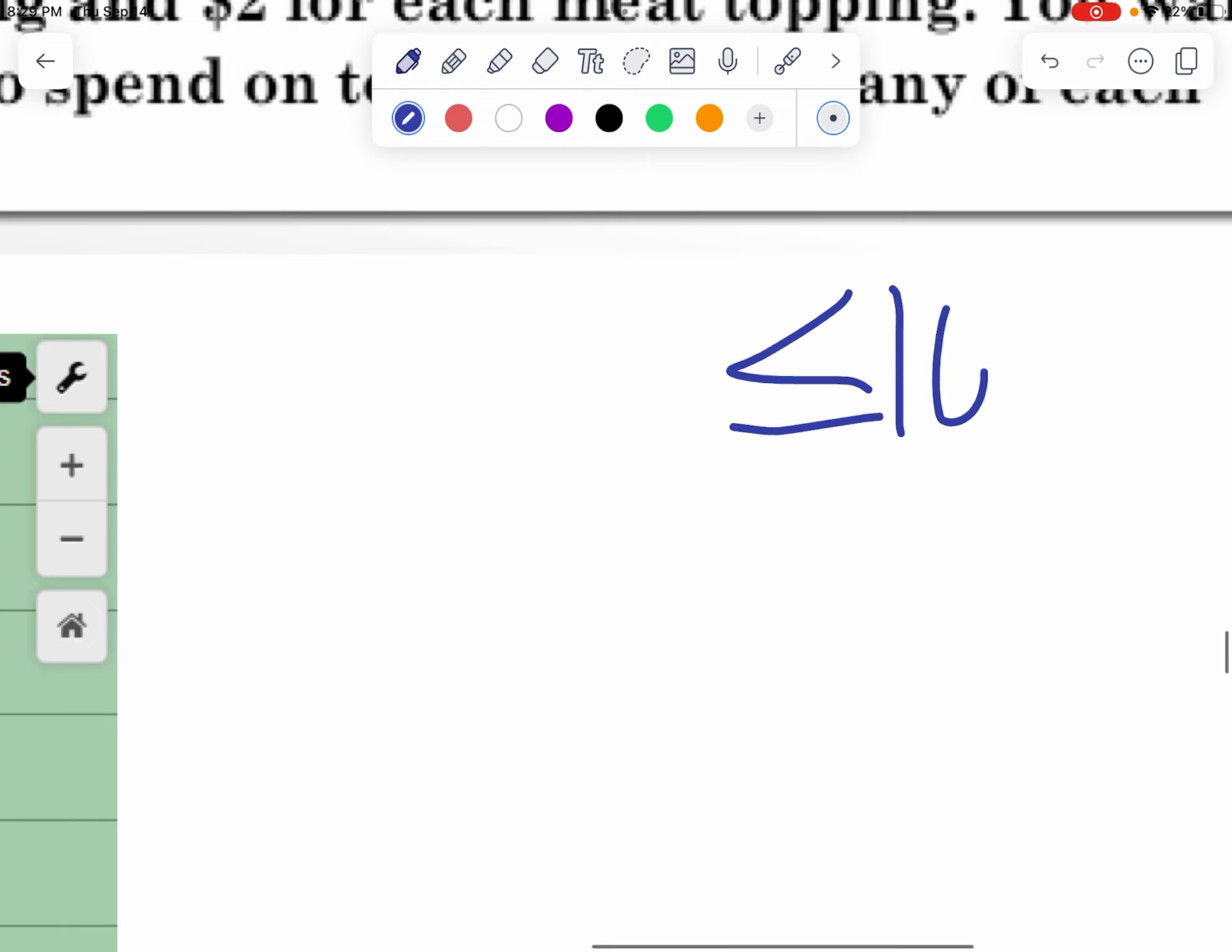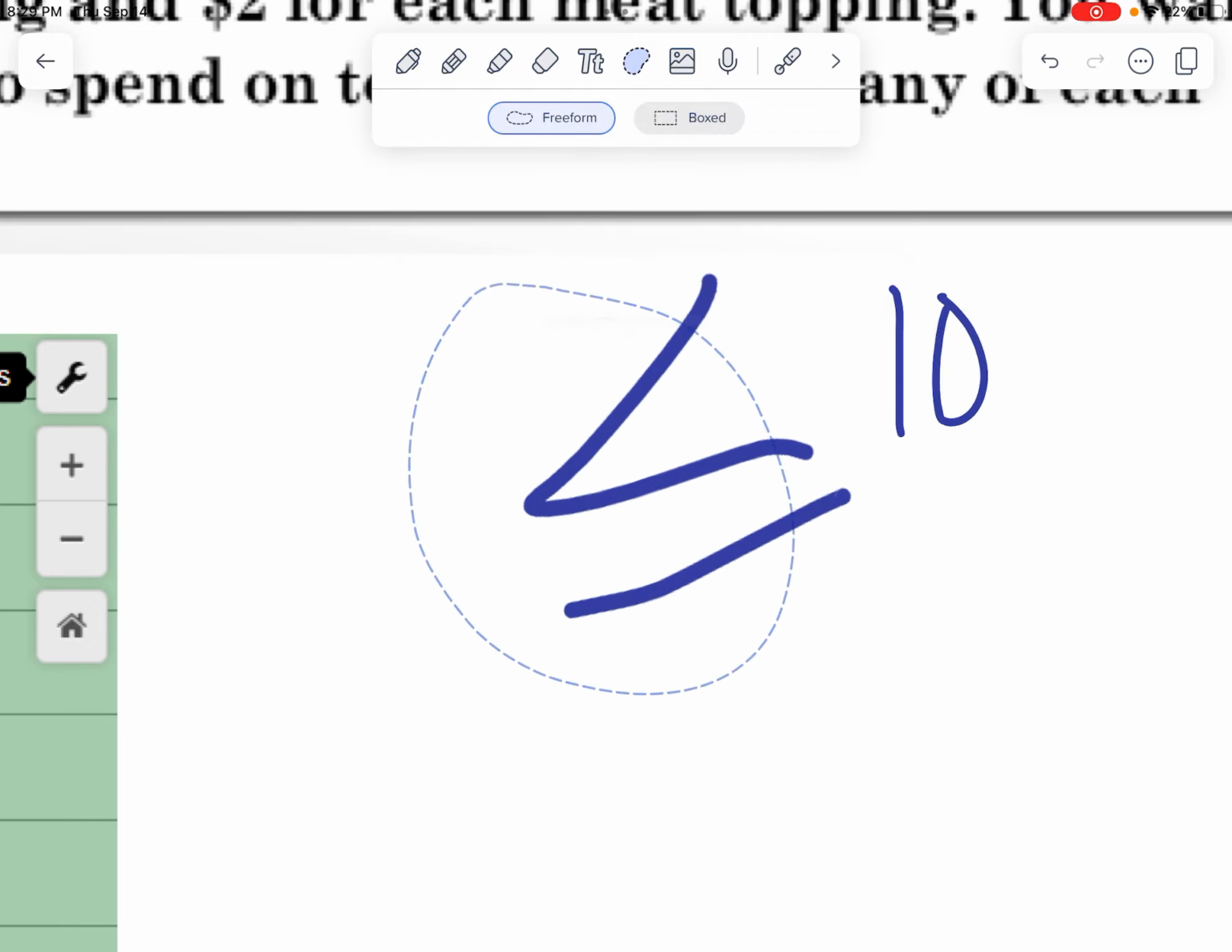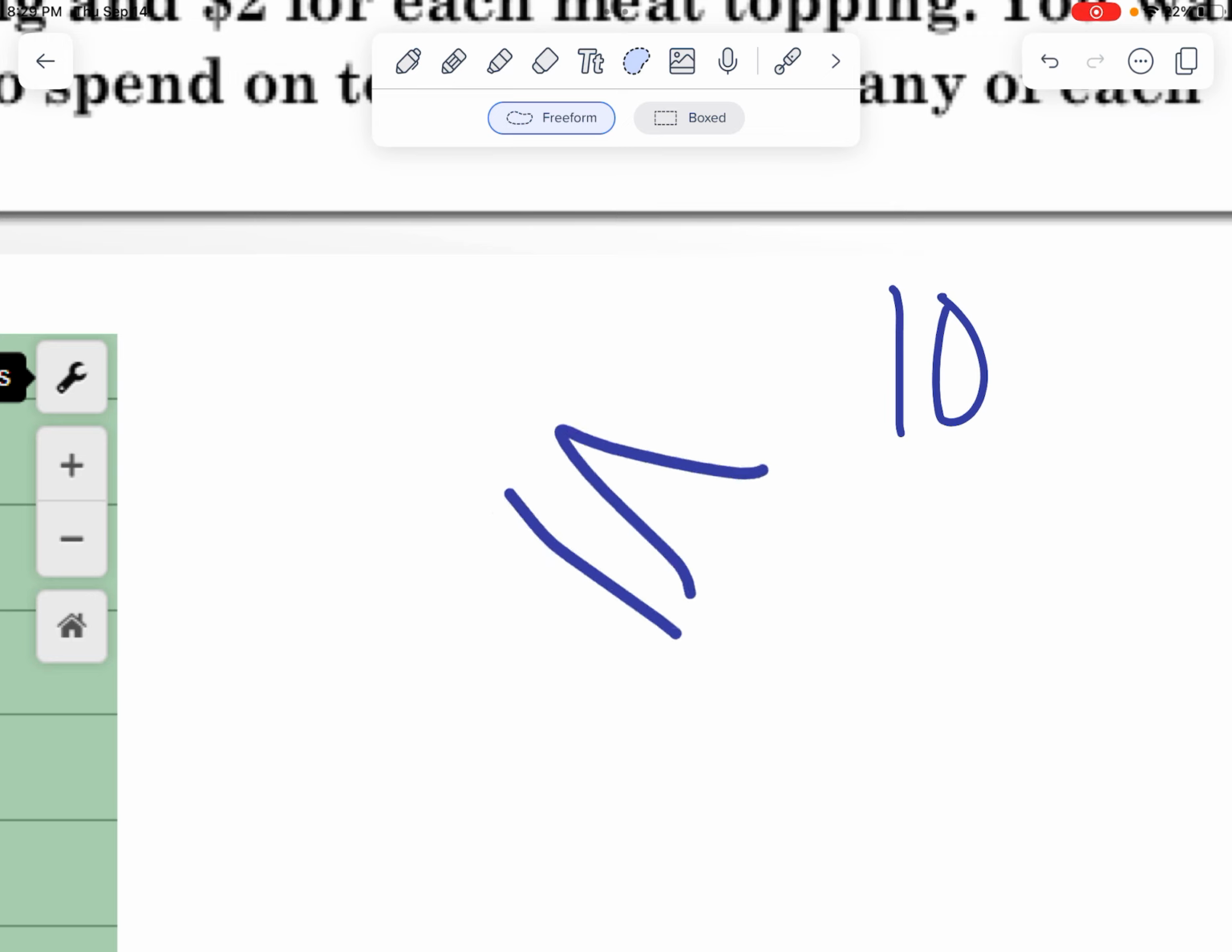So I can't spend more than $10. This part right here, I think is hard for kids because a lot of times kids are like, hey, is it greater than? Is it less than? So ask yourself, am I allowed to spend more than $10? No, you only have $10.